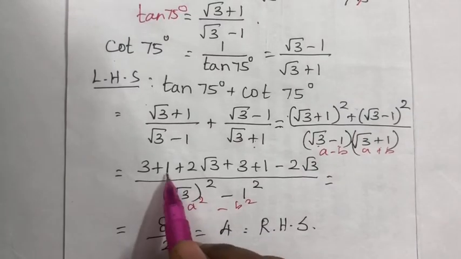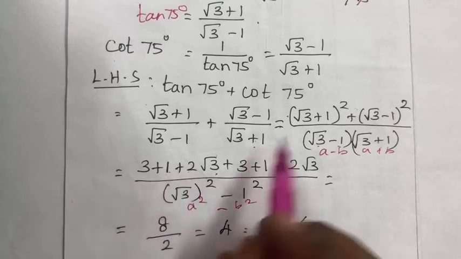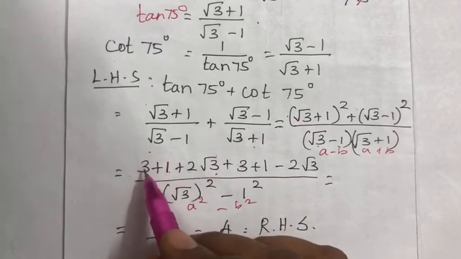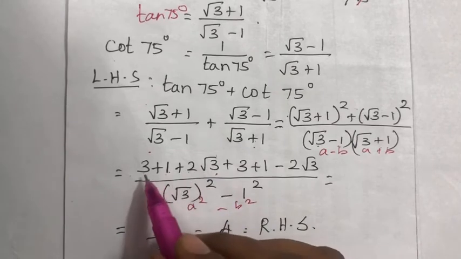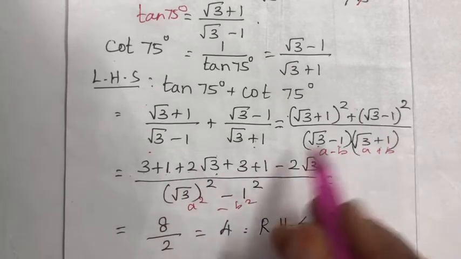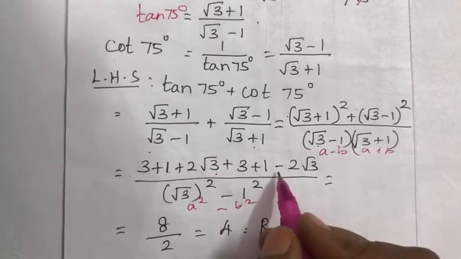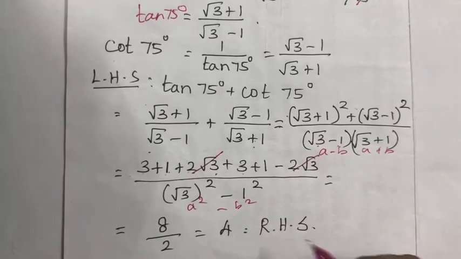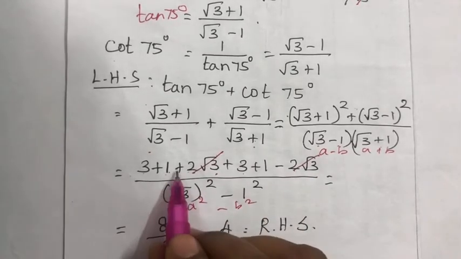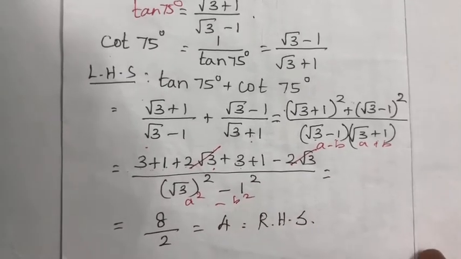So 3 plus 1 plus 2 root 3, that is 2ab, a square plus b square. So root 3 square is 3, 1 square is 1, plus 2ab, that is 2 root 3. Here root 3 square, that is 3, 1 square is 1, so minus 2 root 3 plus 2 root 3, and minus 2 root 3 will get cancelled. 3 plus 1 is 4. Here also 3 plus 1. So 4 plus 4, it is 8.